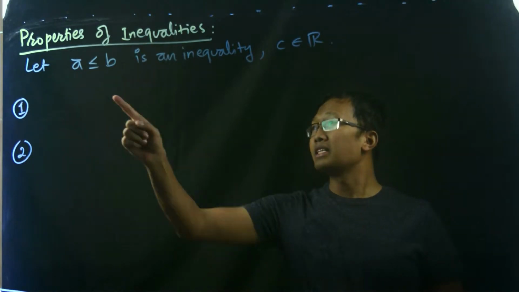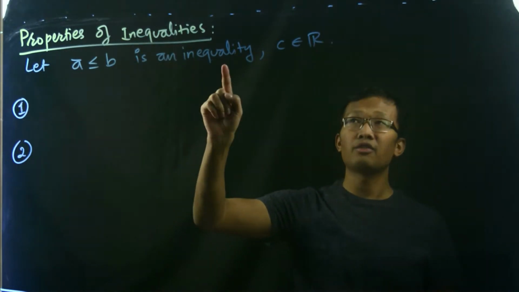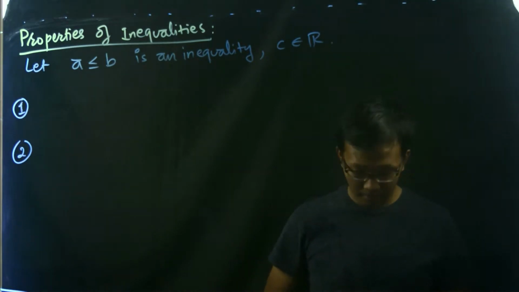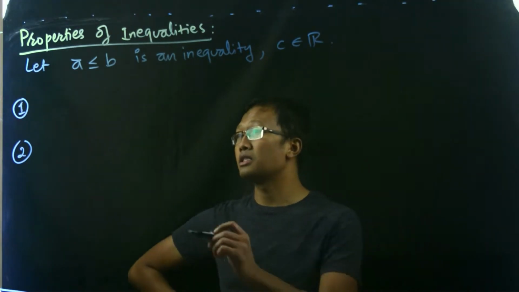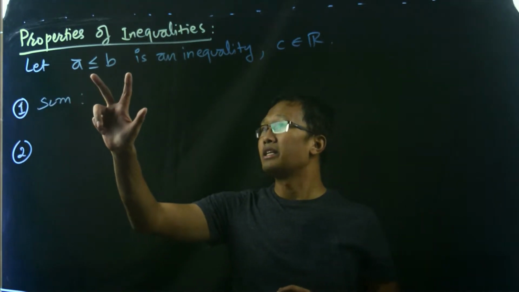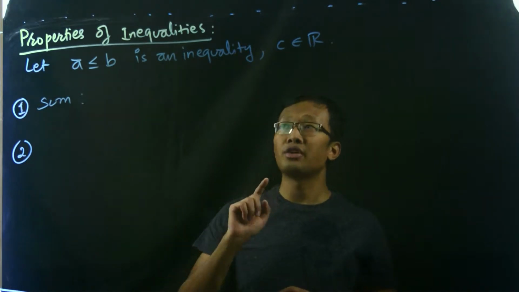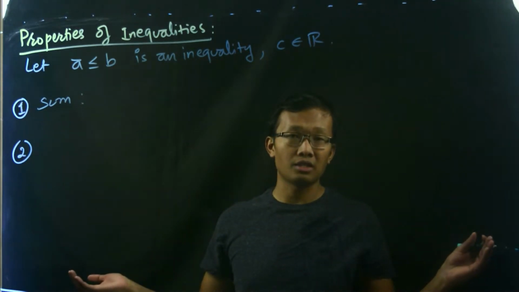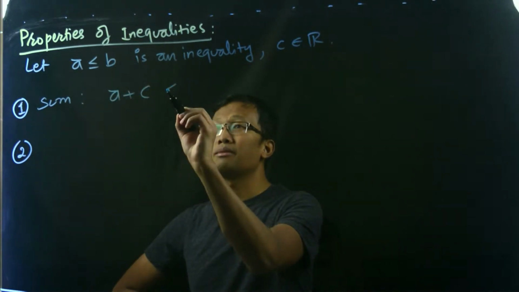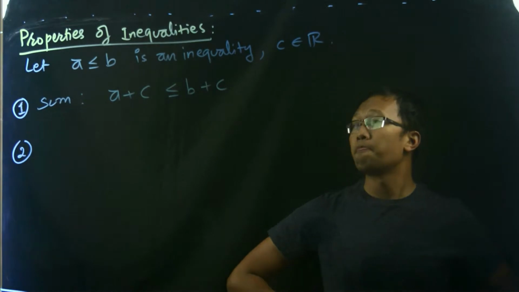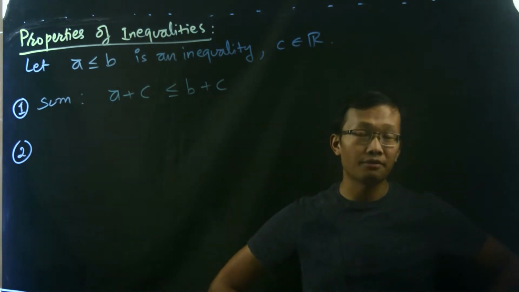Let A is less than or equals to B be an inequality and C be any real number. Now the first property is the sum or addition property. It says that if we add the same real number to both sides of the inequality, then the inequality does not change. We should be able to add the same number on both sides of the inequality.